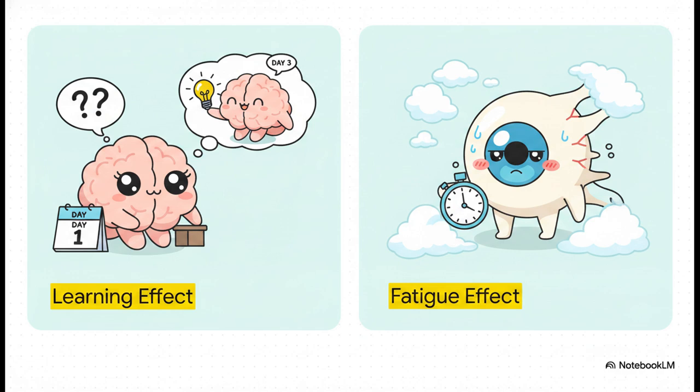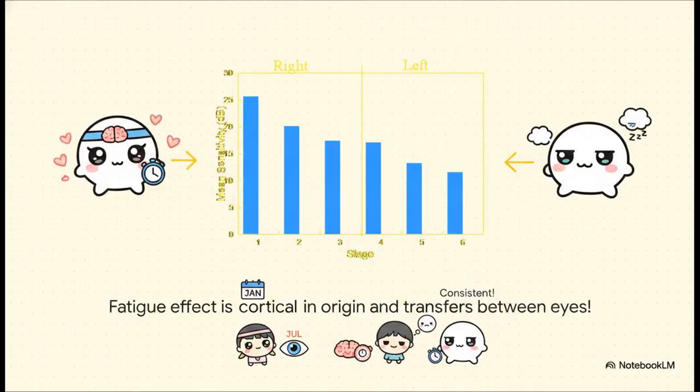This is exactly why if you find a mild suspicious defect on a first-timer, you absolutely must repeat the exam a few days later. On the flip side of that, we have the fatigue effect, where sensitivity steadily decreases during a single prolonged exam, and this hits the peripheral field the hardest. You can literally see this cortical fatigue in action when looking at the data. Notice how the mean sensitivity drops across the stages, from the first eye tested to the second eye. Because this fatigue is cortical in origin, happening in the brain, it actually transfers between eyes.